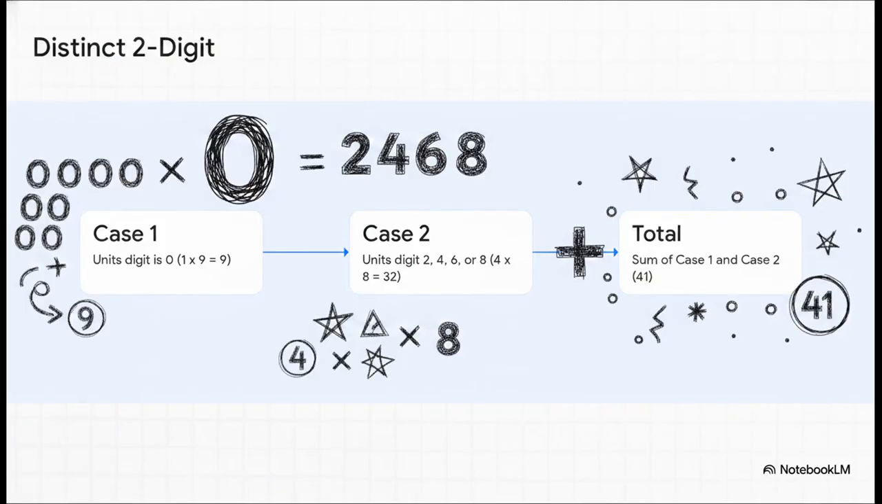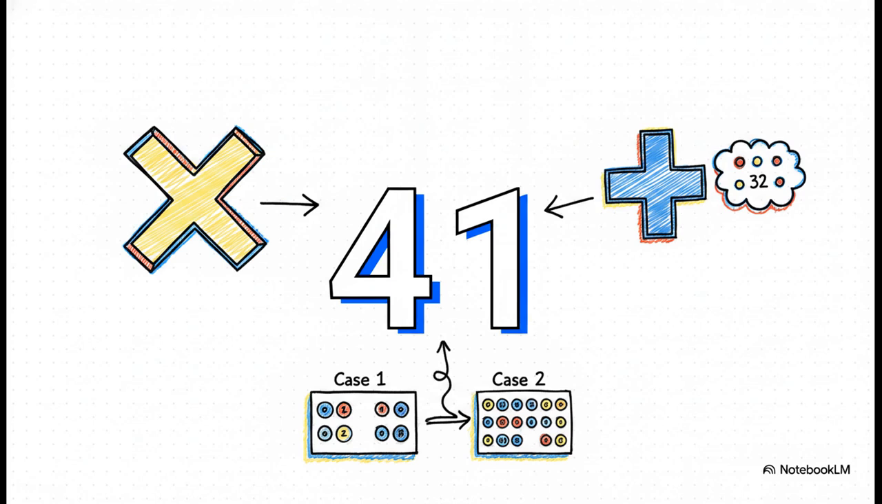We can kind of treat this like a choose-your-own-adventure story. Case 1 locks in a 0 for the units digit at the very end. That leaves us exactly 9 choices for the tens place. Simple enough. Case 2 handles any other even number at the end, so a 2, 4, 6, or 8. That gives us 4 choices there, leaving exactly 8 choices for the tens place, ensuring we don't repeat the digit we just used, and we don't start with 0. We just use our multiplication rule within each of those independent paths. And the grand total? Exactly 41 unique 2-digit even numbers.